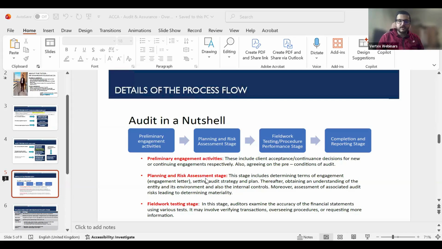Assessment of associated risk leading to determining materiality. Once you have determined the risk arising from this particular entity, its environment, and the internal controls, and you know the potential risky areas, you go on to determine your materiality. What is materiality, sir? Materiality is basically a benchmark to examine whether or not a particular issue is significant.